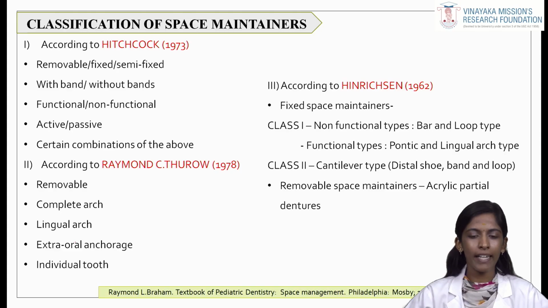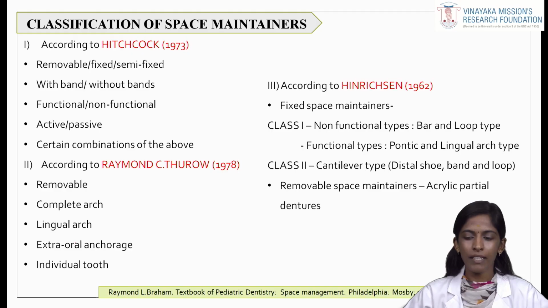According to Hitchcock in 1973, they were classified into either removable, fixed or semi-fixed, either with band or without band, either functional or non-functional, either active or passive, or certain combinations of the above. According to Raymond in 1978, they were classified into removable, complete arch, lingual arch, extraoral anchorage and individual tooth. According to Hendrickson in 1962, they were classified into fixed space maintainers and removable space maintainers.